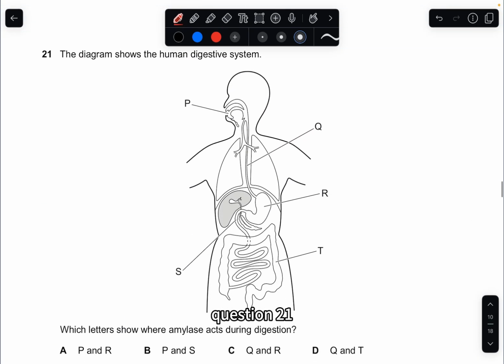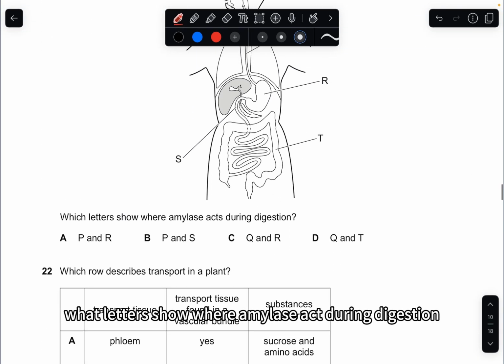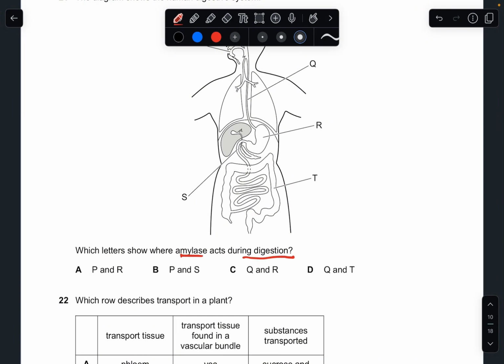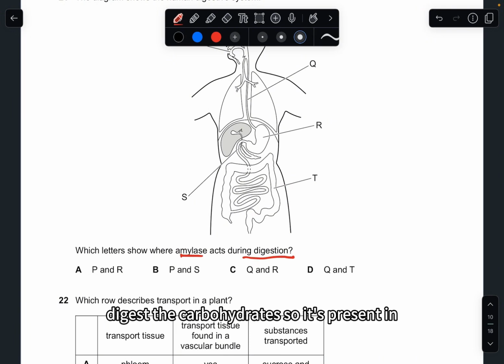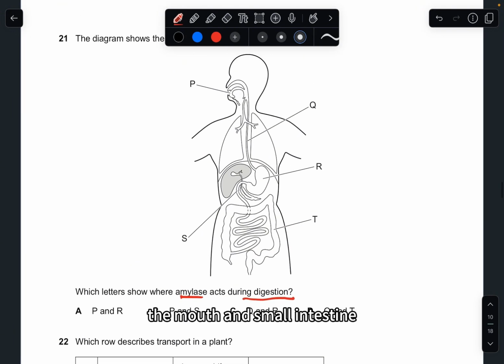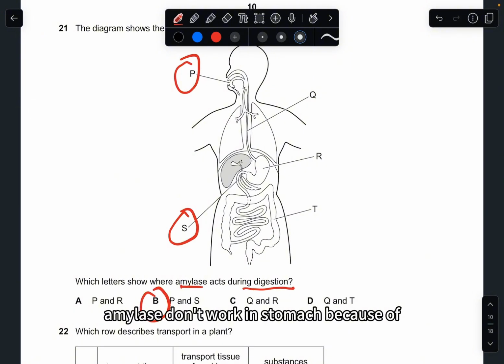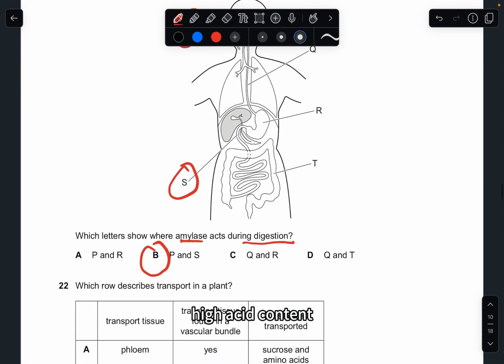Question 21, what letters show where amylase acts during digestion? Amylase is an enzyme that digests carbohydrates, so it's present in the mouth and small intestine. So mouth and small intestine, P and S. Amylase doesn't work in the stomach because of the high acid content.